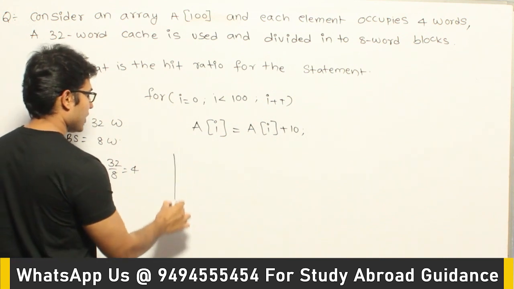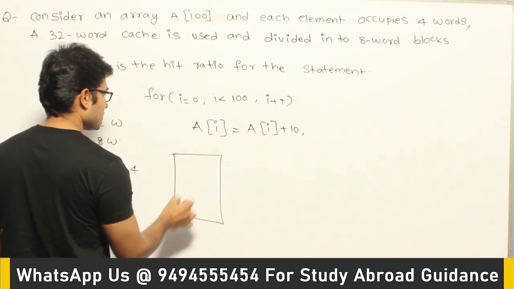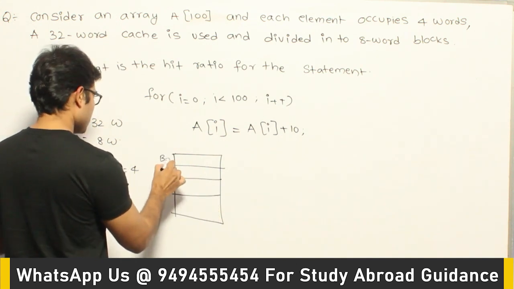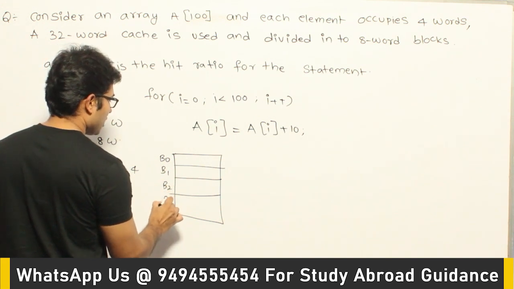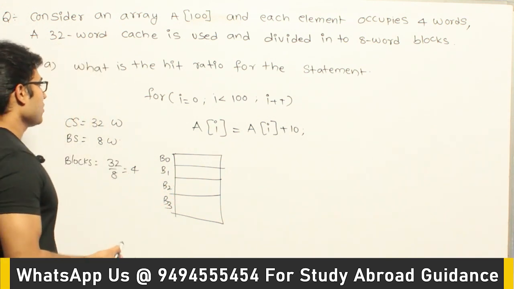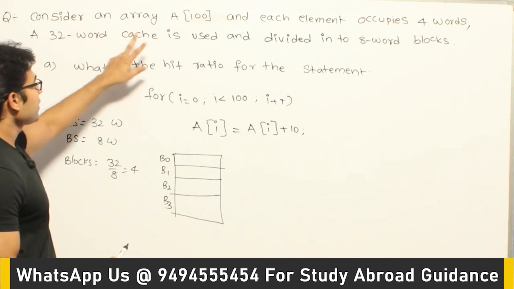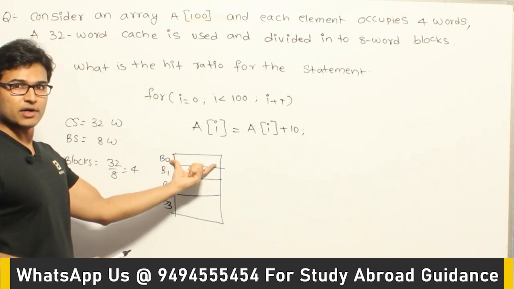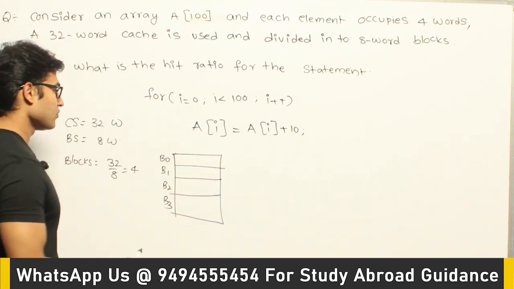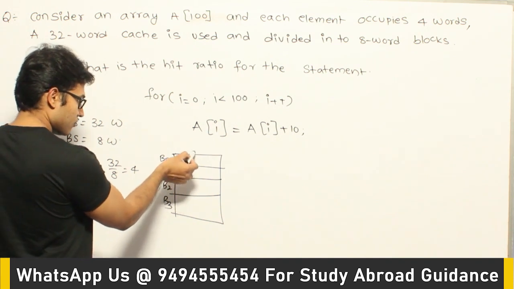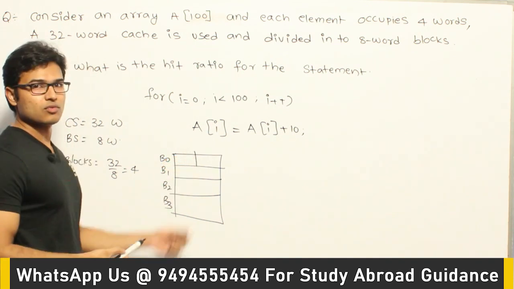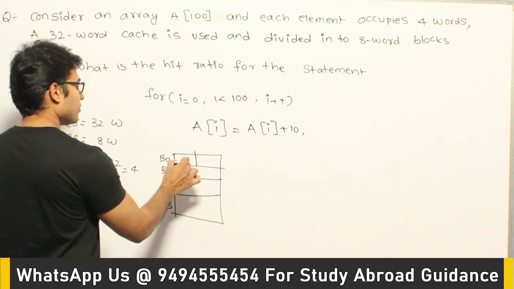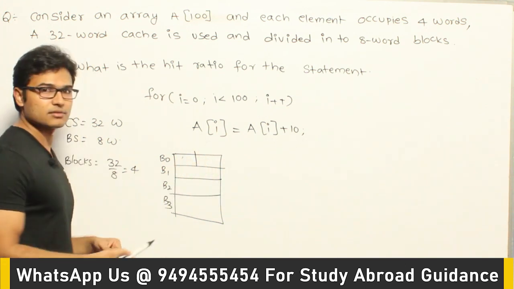So our cache is going to have 4 blocks, 1 2 3 4, right? So you can say block 0, block 1, block 2 and block 3, right? And now they are saying that each element of the array occupies 4 words. So now we know that each block size is 8 words and each element occupies 4 words. Therefore, in one block I can put 2 elements of array A, right? So if I put A0 here, then I can put A1 here, like that.